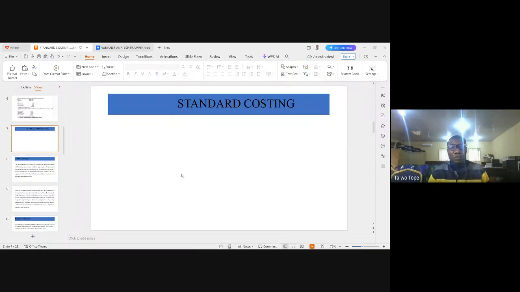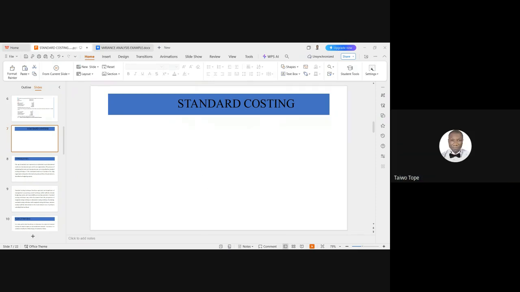So tonight we'll be talking about standard costing that will lead to variance. When we talk about standard costing, even though in most of my teachings I've been talking about standard costing, standard cost card, what actually are we referring to when we talk about standard costing? Standard costs.